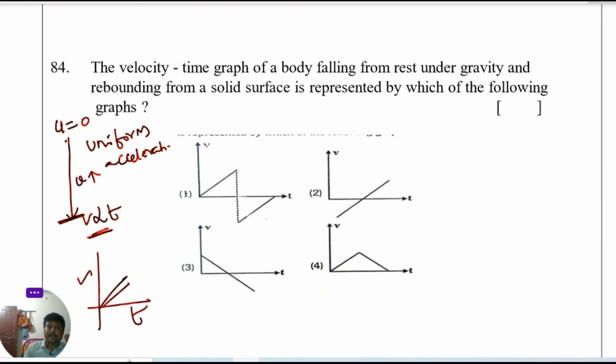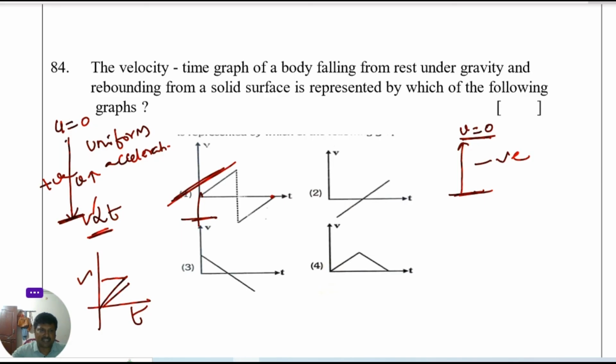After reaching the ground, it has a maximum speed. But after reaching the ground, it is rebounding. Rebounding means what happens? It is going up. When it is going up, its speed decreases. After reaching maximum height, its speed equals 0. But in the reverse direction, this is taken as positive, so this should be negative. That means the initial value should be greater. But with respect to time, its speed decreases, finally 0. So option 1 is the right answer.